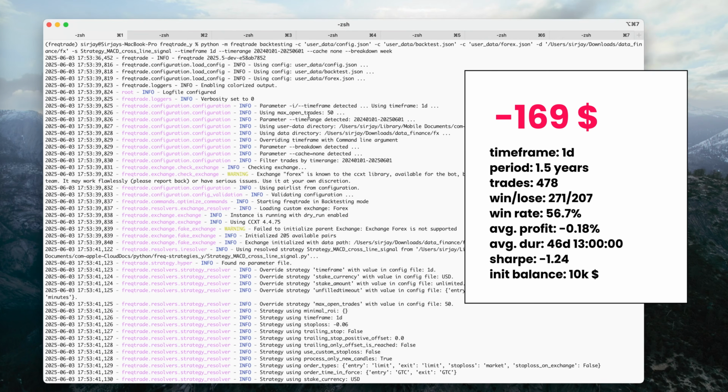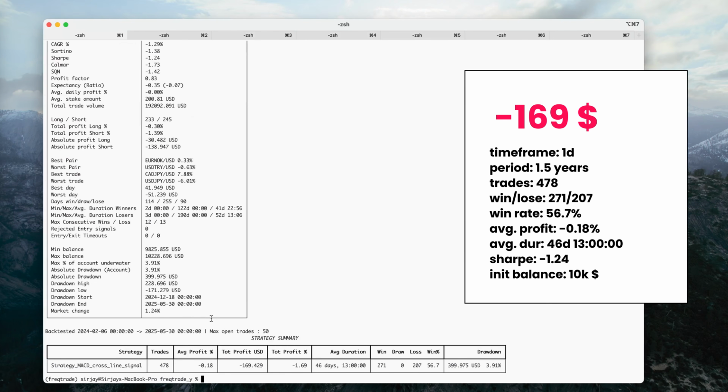The last market that is left is the Forex market. So I did everything the same as for the previous exchanges and markets. I only changed the Forex config file and the folder of the directory where I load the data. We start with 1 day for the last 1 year. Let's see the results. For this strategy, we got minus $169 total profit.